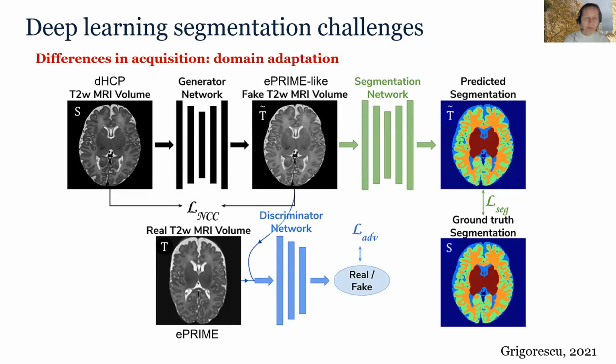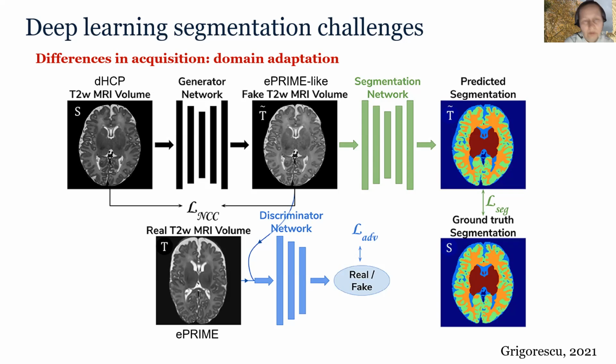And for that, I will show you an example from my group. This is the work of my PhD student, Irina Grigorescu. The problem that we were facing was that we have two databases of neonatal images. One bigger and newer database is called DHCP, Developing Human Connectome Project. It had higher resolution, more stable contrast, and was from a scanner here at KCL.